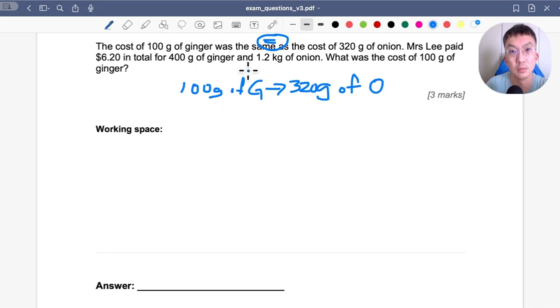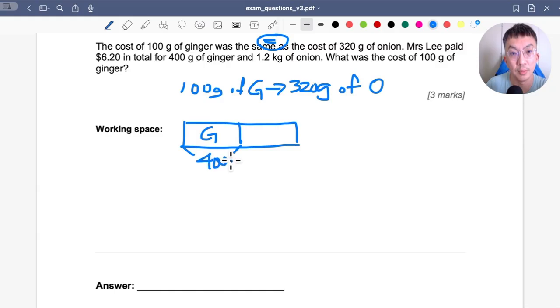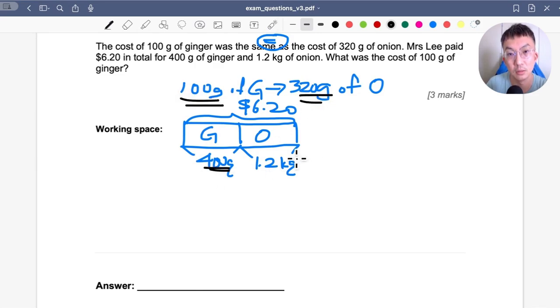Then it says that Mrs. Lee paid $6.20 for 400 grams of ginger and 1.2 kg of onion. Okay, so let me draw a model that's called part whole. And we have G, ginger, 400 grams. And we have onion, 1.2 kg. And total cost $6.20. Okay, so for the fact that everything is in grams, you can see that the next natural step is to change this to gram.